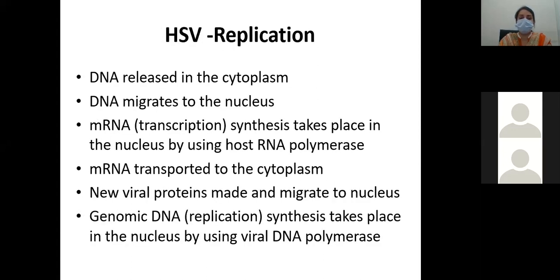Next is herpes simplex virus replication. How does it replicate? The DNA is released in the cytoplasm and migrates to the nucleus. Messenger RNA synthesis, that is transcription, takes place in the nucleus using host RNA polymerase. Messenger RNA is transported to the cytoplasm, and then new viral proteins are made and they migrate to the nucleus. Then genomic DNA replication takes place in the nucleus using the viral DNA polymerase.